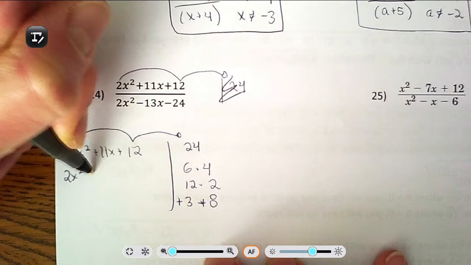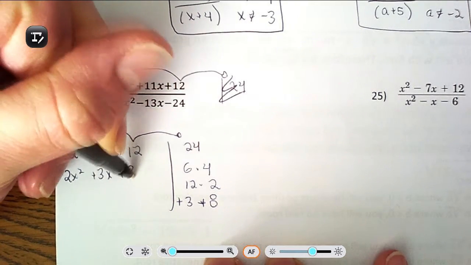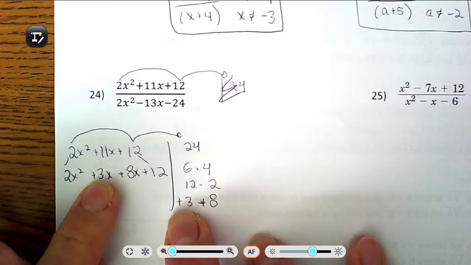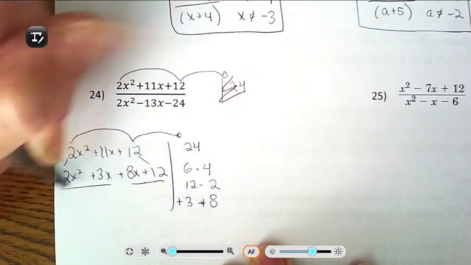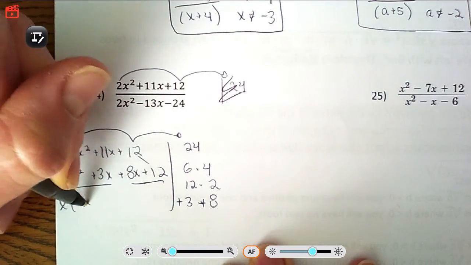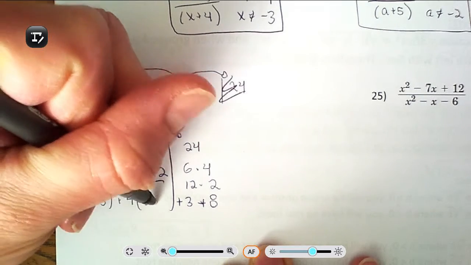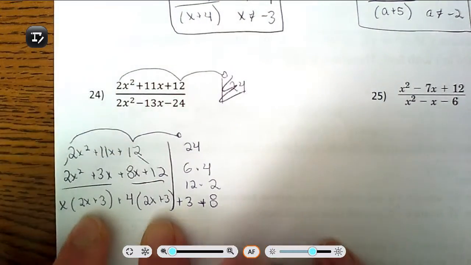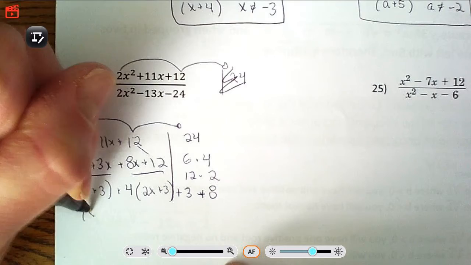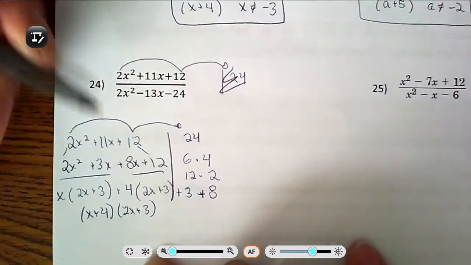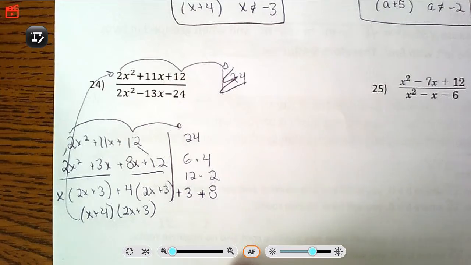So 2x squared plus 3x plus 8x plus 12. Bringing down, and using my 3 and my 8. Underline, underline. We have x, 2x plus 3. We have 4, 2x plus 3. My 2x plus 3s are identical. So x plus 4, 2x plus 3 is for the numerator.